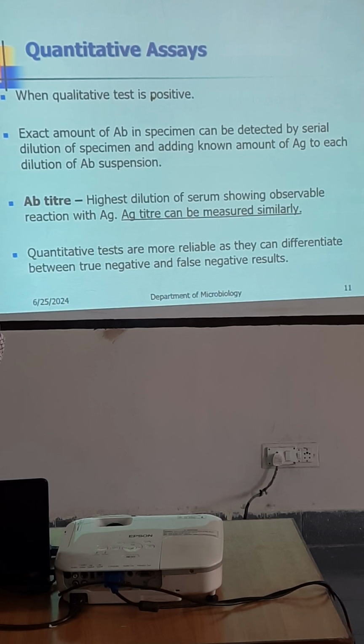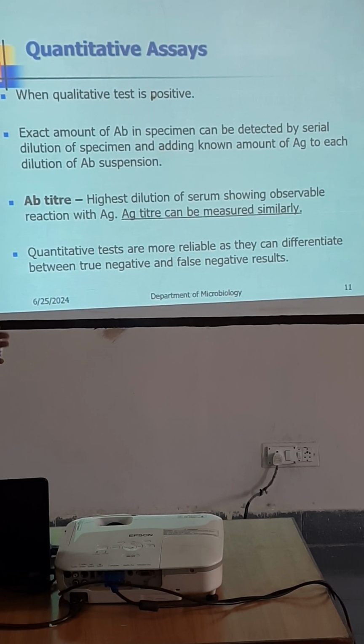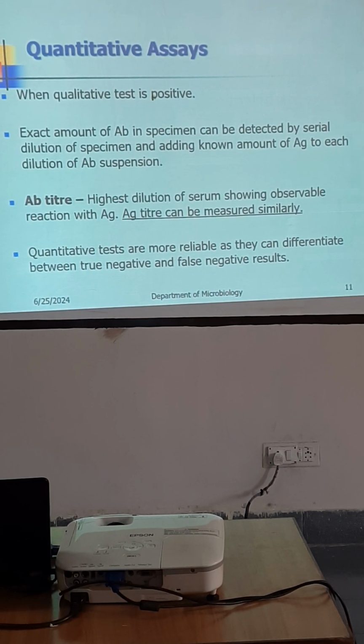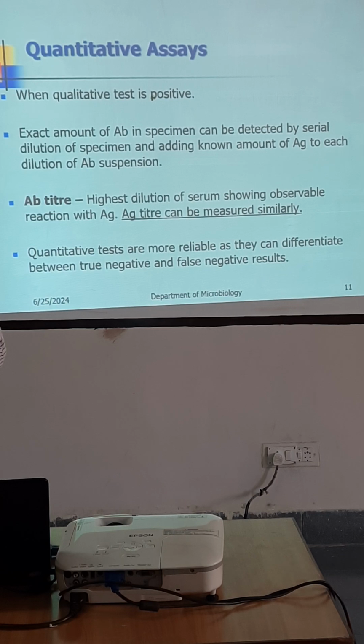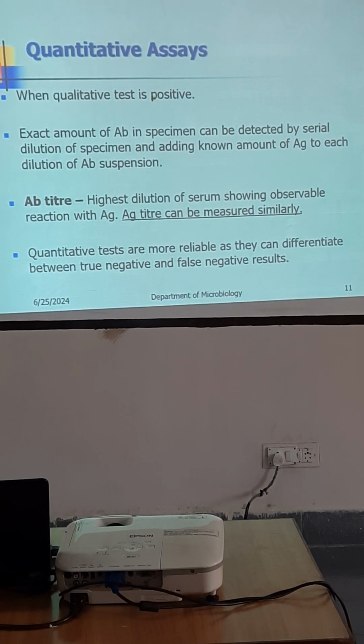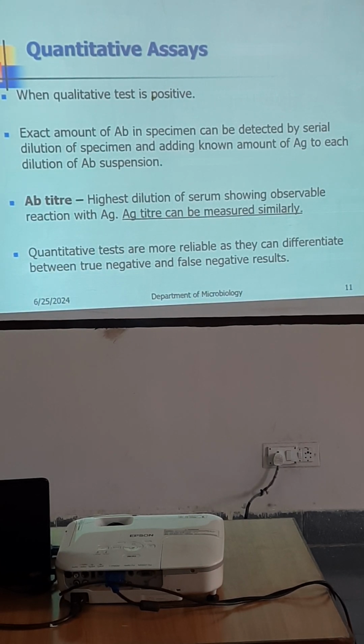For example, Treponema pallidum infection for syphilis. Before blood donation, all these tests are done, and for that the VDRL test is done. VDRL can be done in qualitative as well as quantitative form. Once the qualitative test is positive, meaning a certain amount of antibodies are present and, mixed with the antigen, show the presence of antibody against the antigen, this is a qualitative result. But now you want to know whether a significant amount of antibodies is present or not.